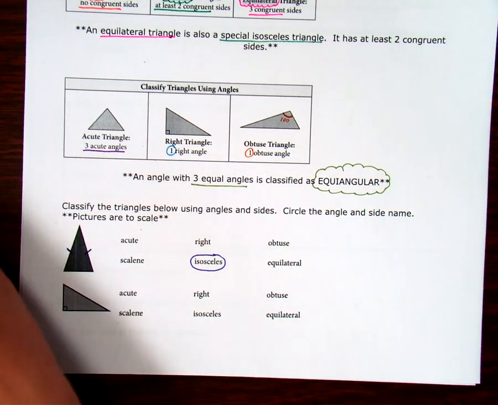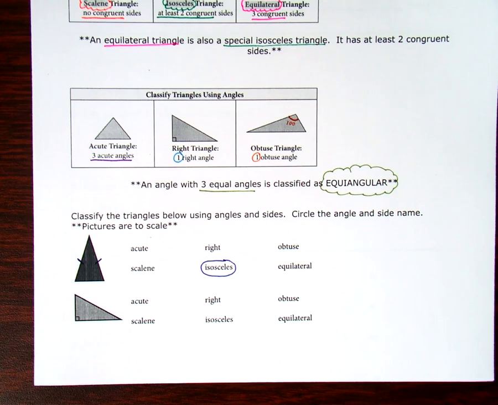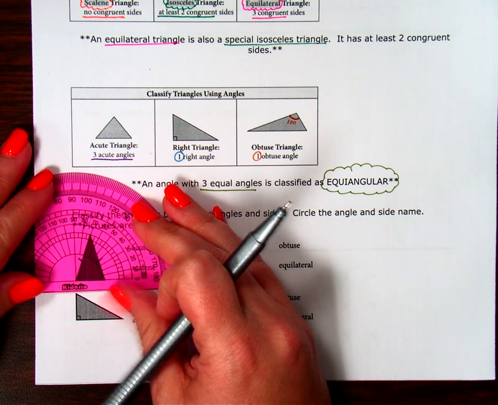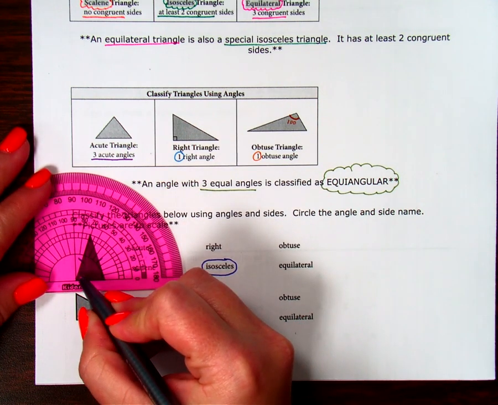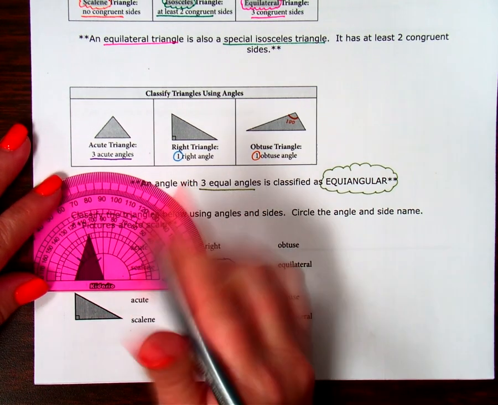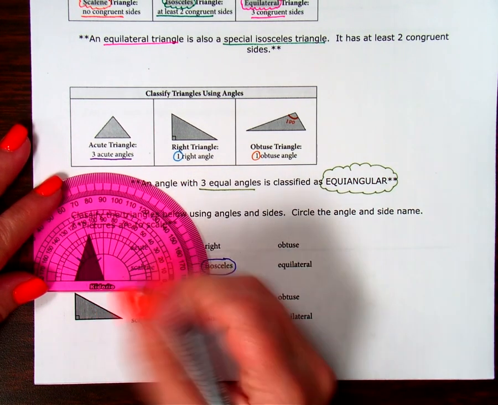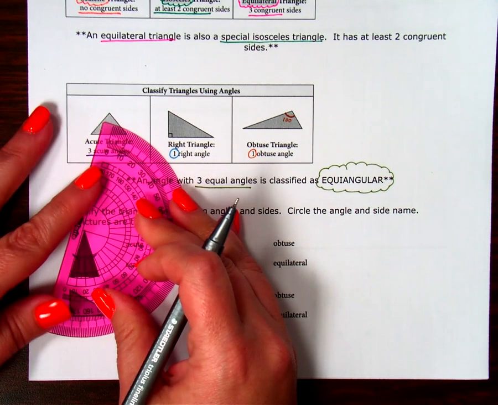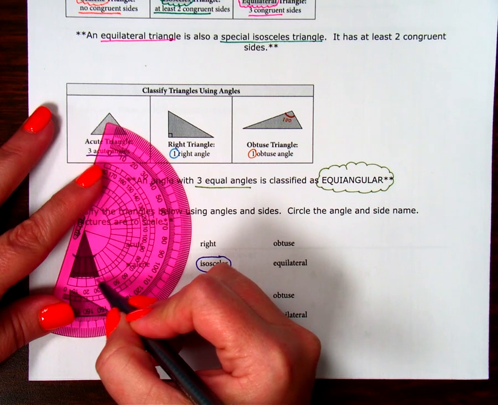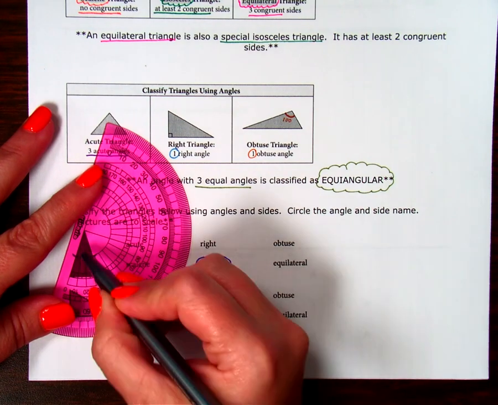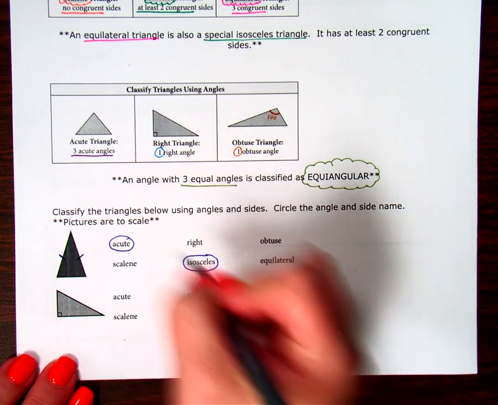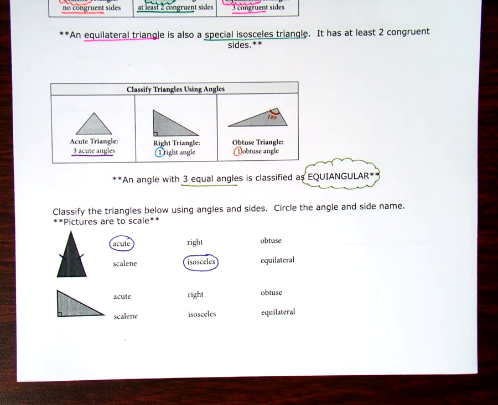And then my angles, when I line up with this side, I can see this angle doesn't go all the way to 90, so this one's acute. When I line up on the other side, I have another acute angle. And then if I come up here, this angle is also only open between 30 and 40 degrees. So this one's also acute. So all my angles are acute. And this triangle has two congruent sides, so it's isosceles.